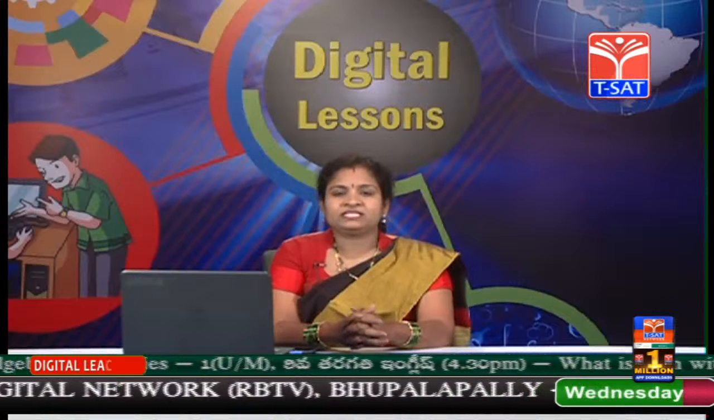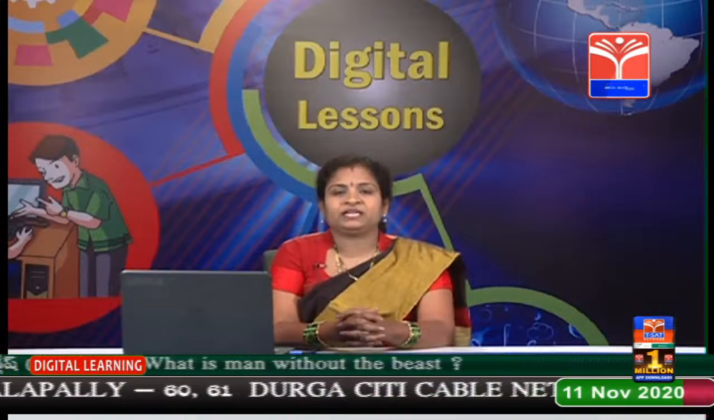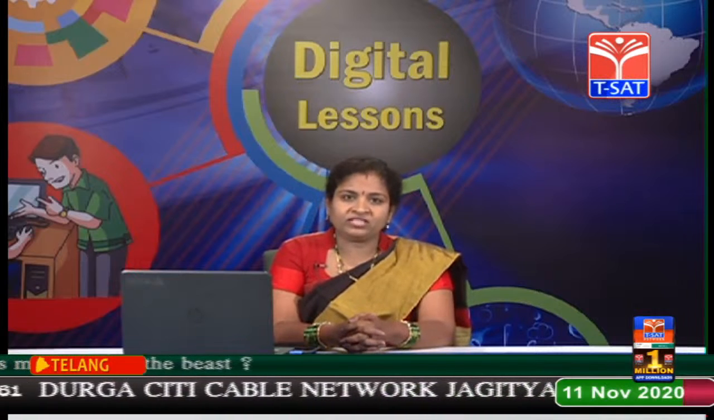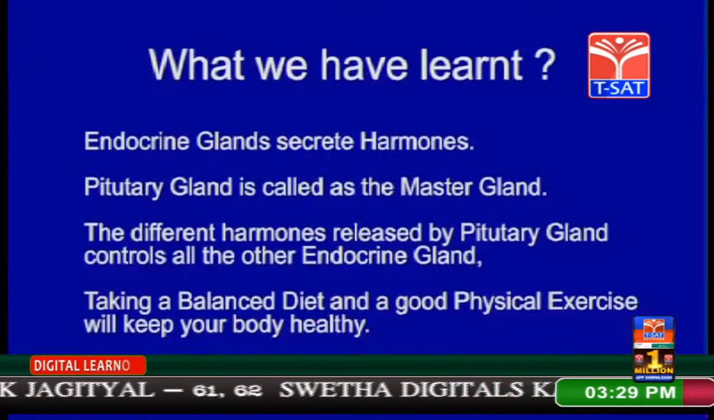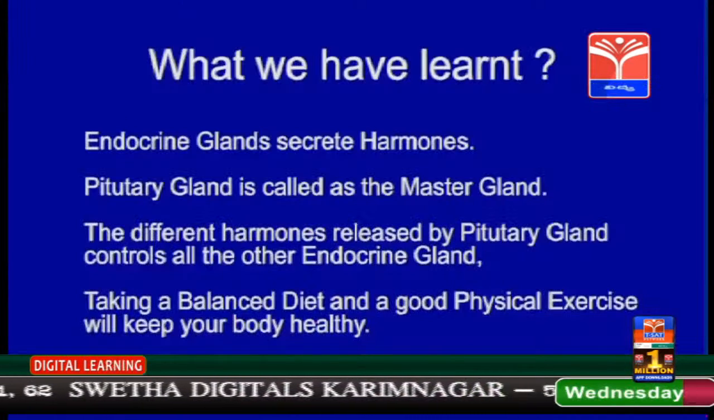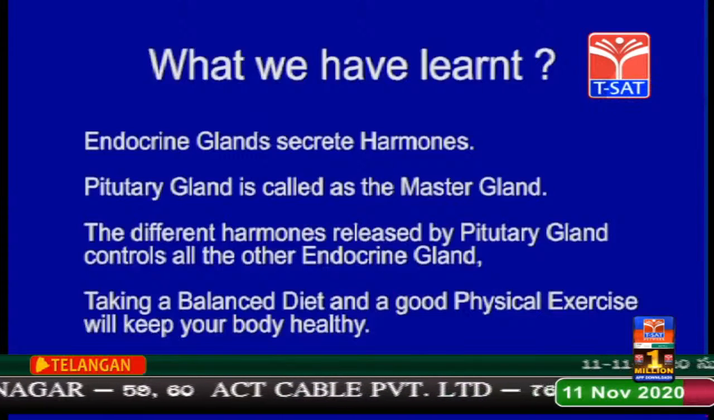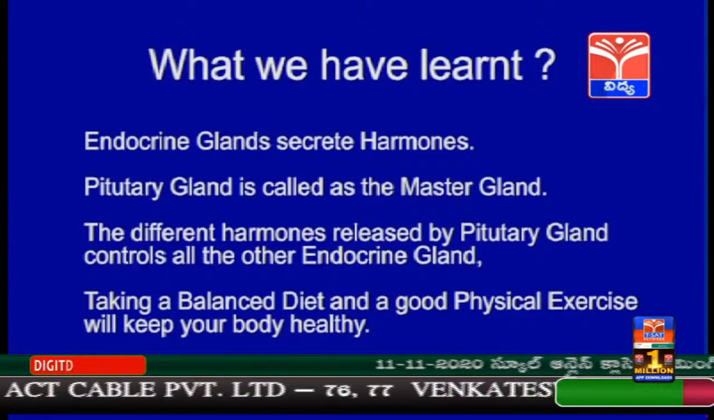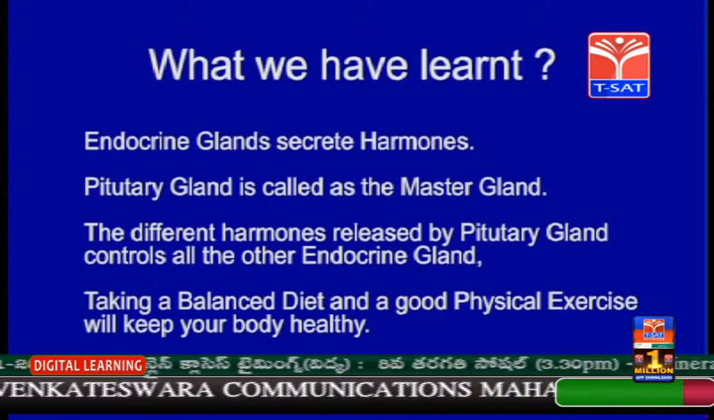Children, in this lesson, we have learnt about the different changes taking place in a human body, let it be a boy's body or a girl's body. We have seen that the endocrine glands secrete hormones. The pituitary gland is called the master gland. The different hormones released by the pituitary gland control the different endocrine glands.